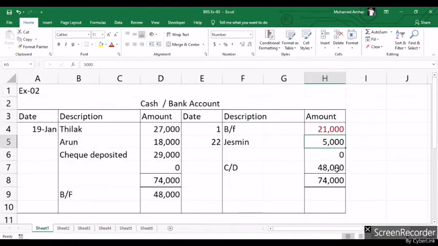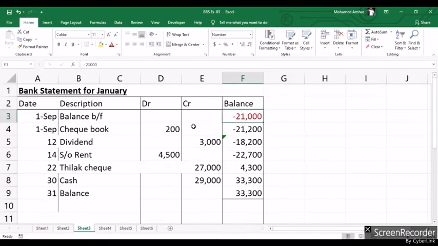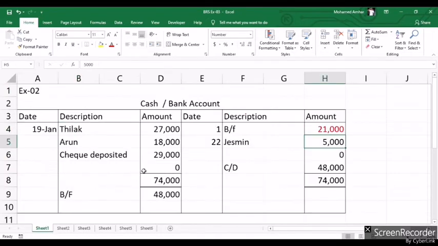Next, you have to check the credit side. There is no other amount in the credit side of the cash book, and better you check the debit side of the bank statement if there is any other amount. Yes, there is a 200 in the debit side, that is checkbook. So this 200 is not in the cash book, so that is also a difference.